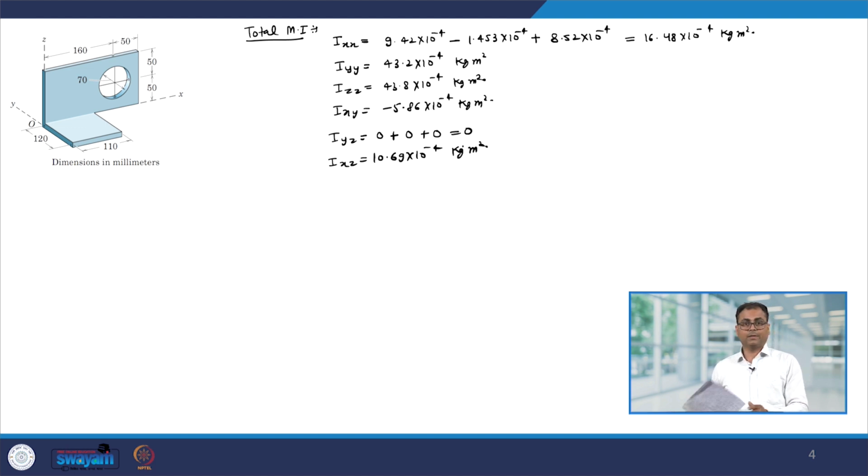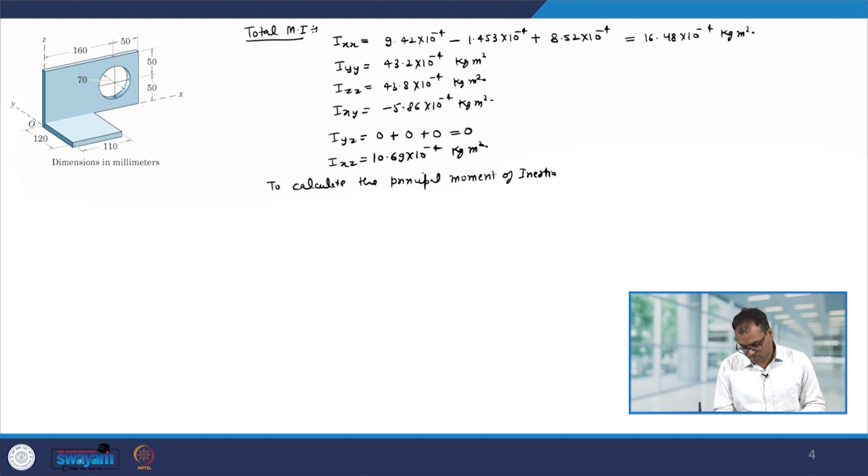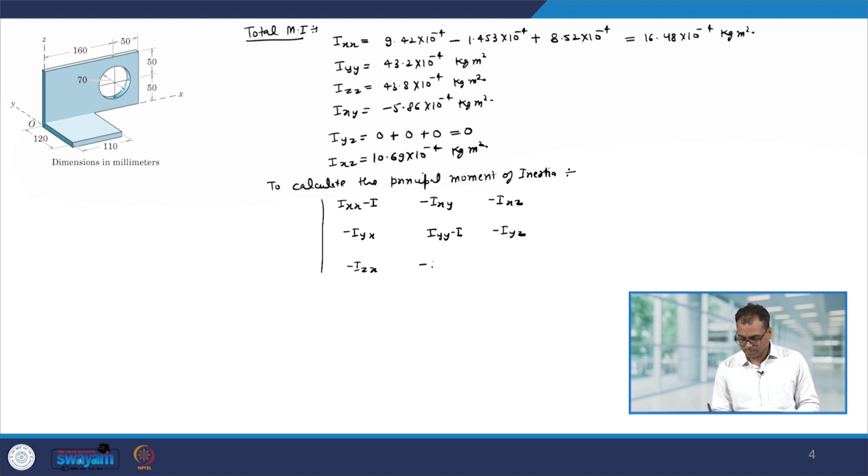So, we have the moment of inertia and product of inertia of all the parts. Now, to calculate the principal moment of inertia, we have to use the following equation: |Ixx − I, −Ixy, −Ixz; −Iyx, Iyy − I, −Iyz; −Izx, −Izy, Izz − I| equal to 0.